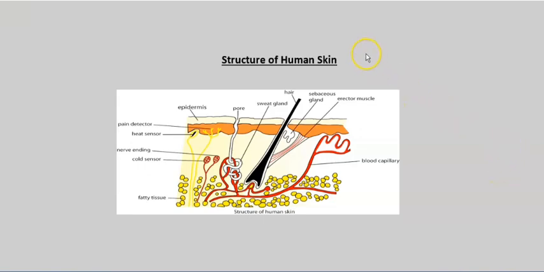Okay, first we look at the structure of human skin. This is the erector muscle. Sebaceous gland. Sebaceous gland. And sweat gland. This is the sweat duct. Pore. This is nerve, blood capillary. This is the blood capillary under the skin. Okay, this is the structure of human skin as a revision. Hope you all can still remember.